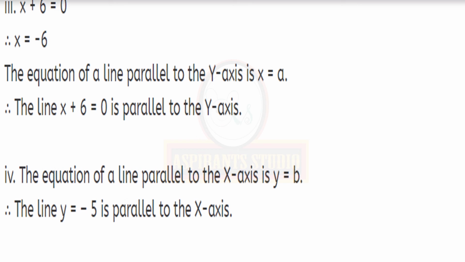Coming to the fourth one. The equation of the line parallel to the x-axis is y is equal to b. Therefore the line y is equal to minus 5 is parallel to the x-axis.